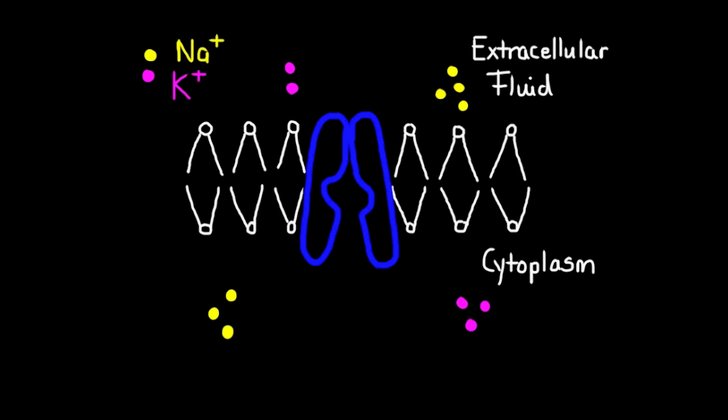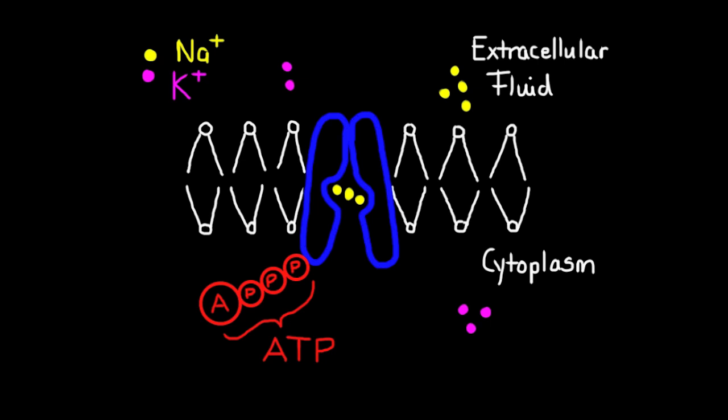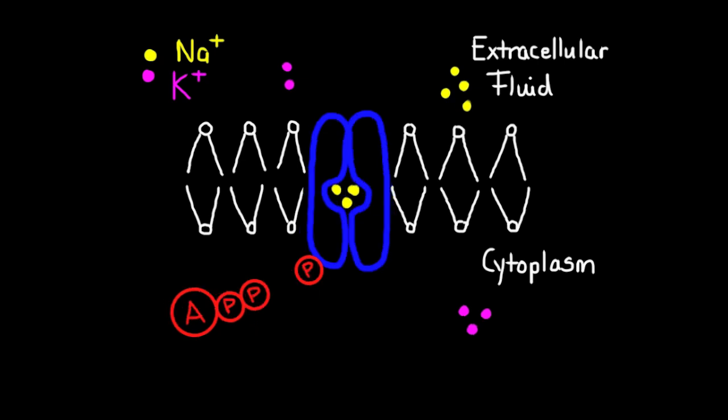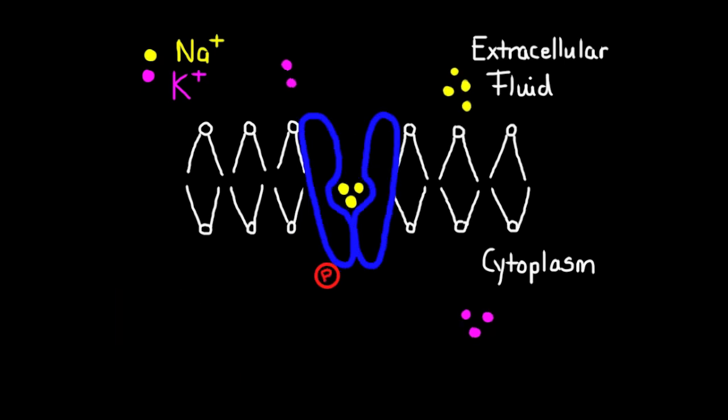To achieve this, firstly, the sodium ions bind to the protein pump. ATP then binds to the protein pump. This is converted from ATP to ADP. The breaking off of the phosphate from ATP provides the energy for the conformational shape change of the protein. This allows the sodium ions to pass into the extracellular fluid.